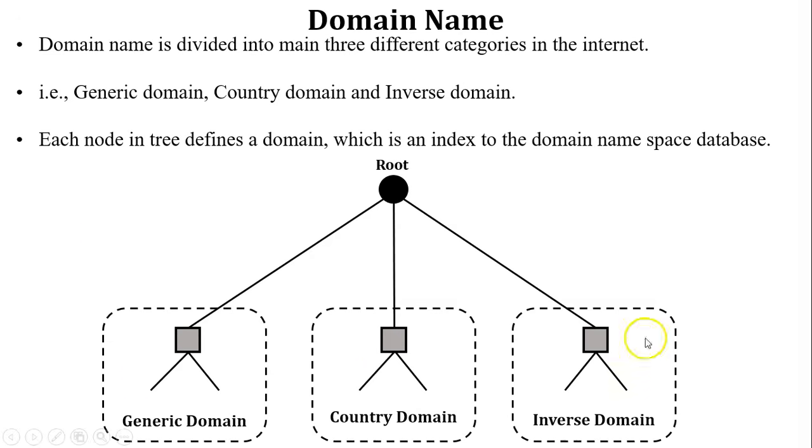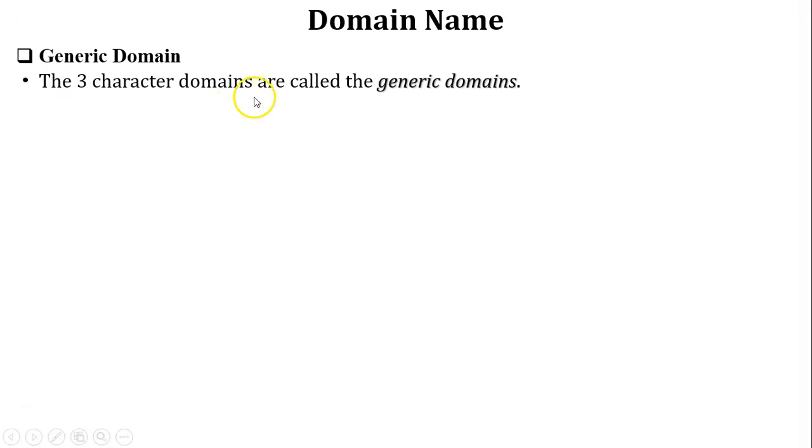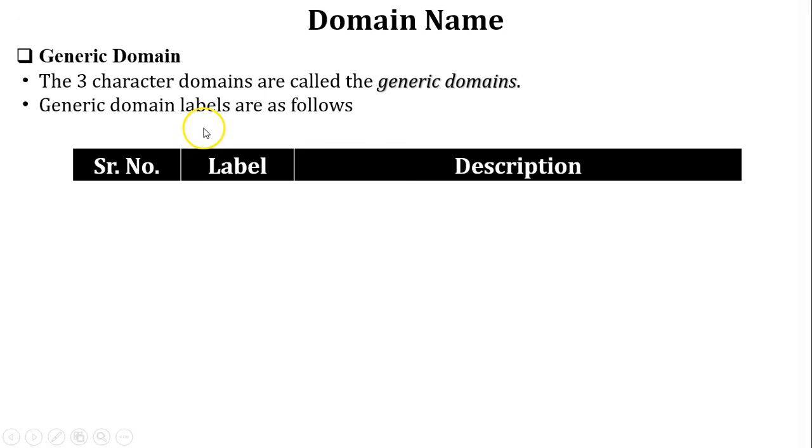Let's discuss these three domains one by one in detail with examples. The first domain is the generic domain. The 3-character domains are called the generic domains. But nowadays 2-character and 4-character domains are also available in the generic domain. Next, generic domain labels are as follows. Now see this table to understand the generic domain labels.